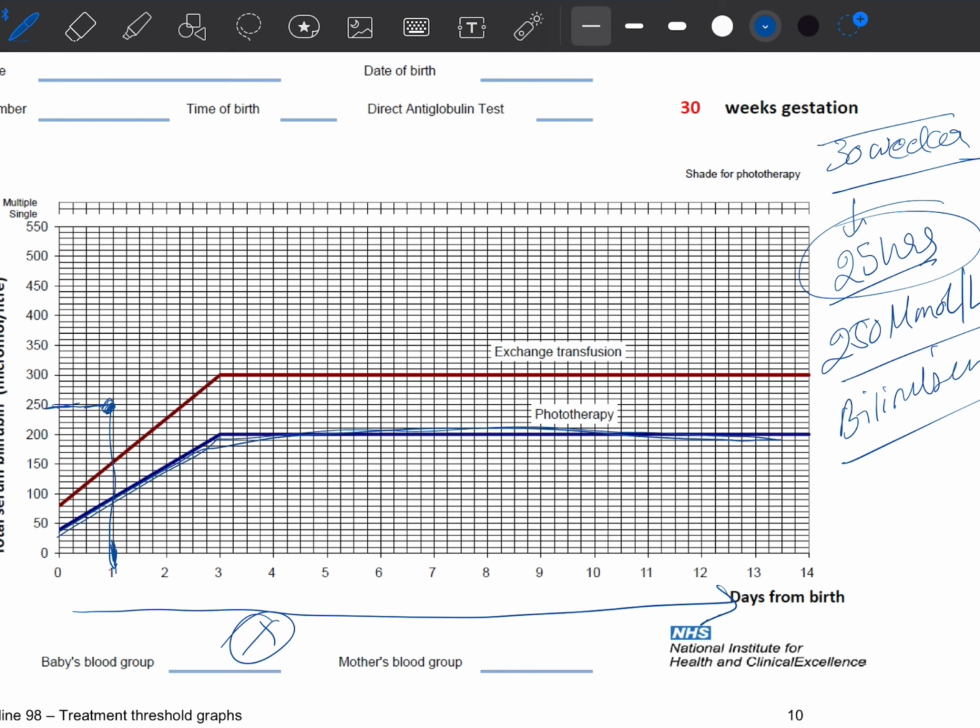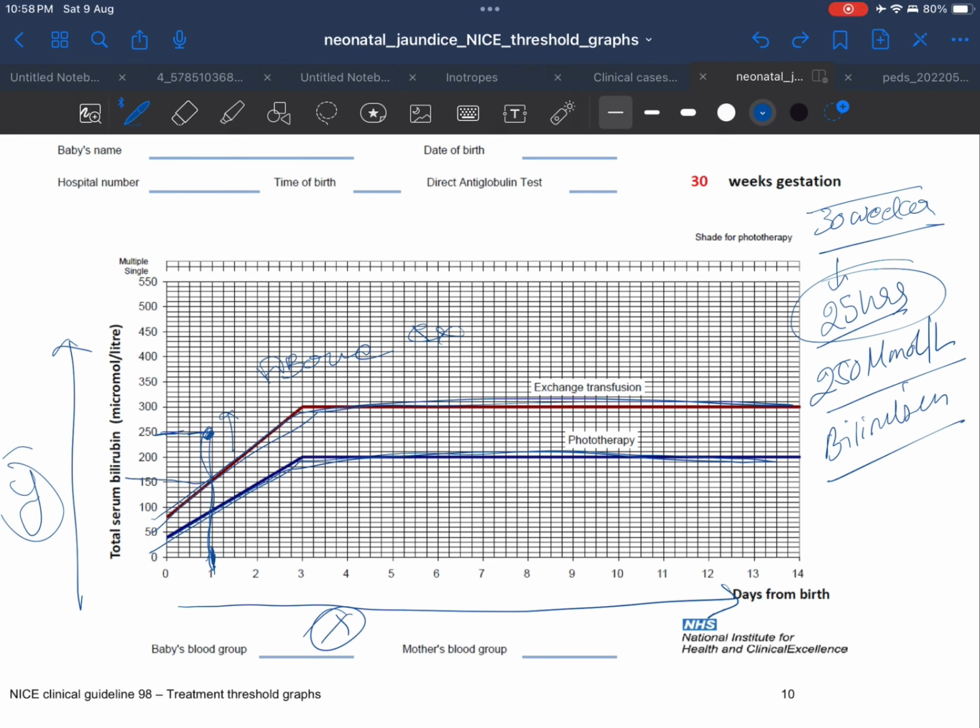So we have two lines. The blue is the phototherapy line and the red is the exchange line. This value is quite high and we have to start with exchange transfusion for this baby. Now, when you have to tell the consultant, you will say that my baby whose value is 250 is way above the exchange line, whose exchange value was 150. The baby is 100 above the exchange value, and the baby's phototherapy range was 80. You will say it like that.